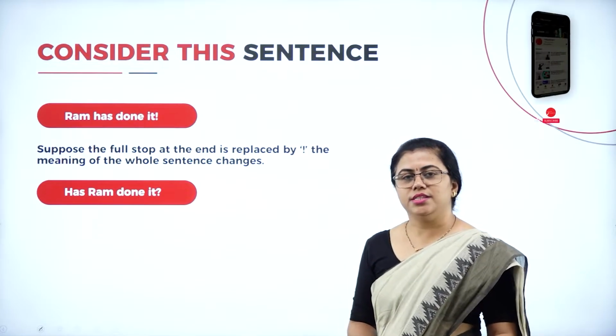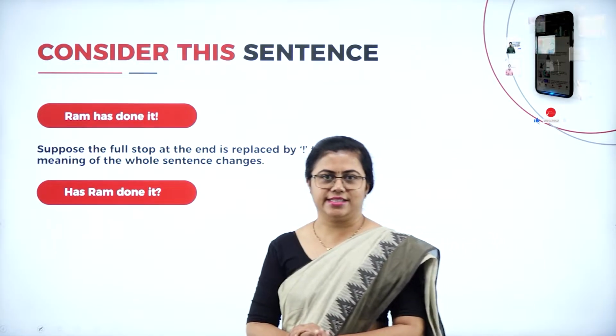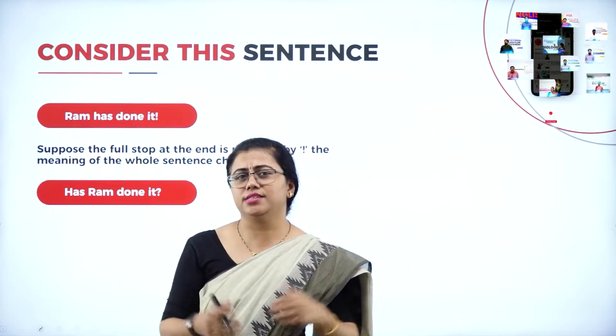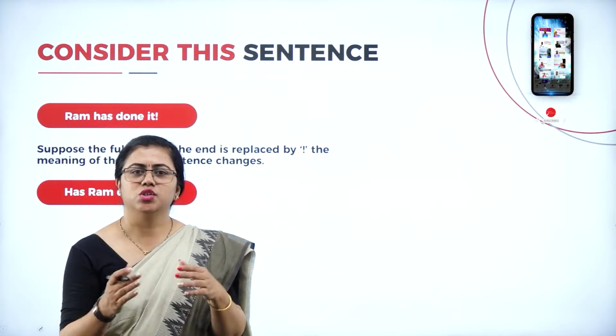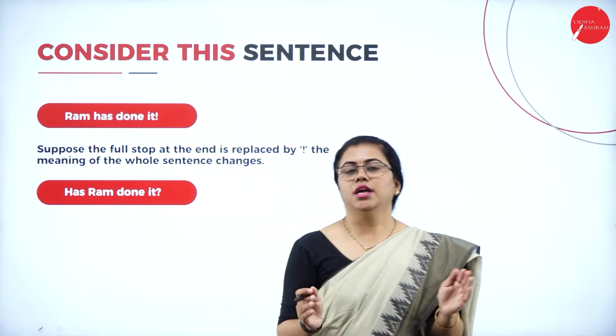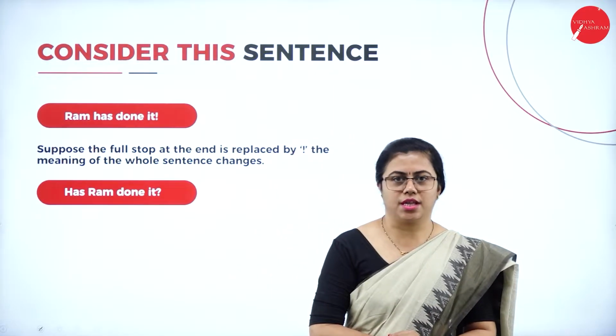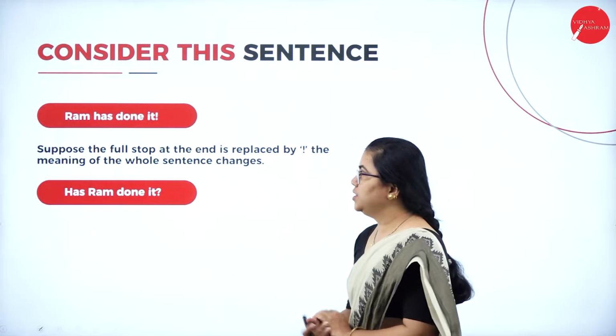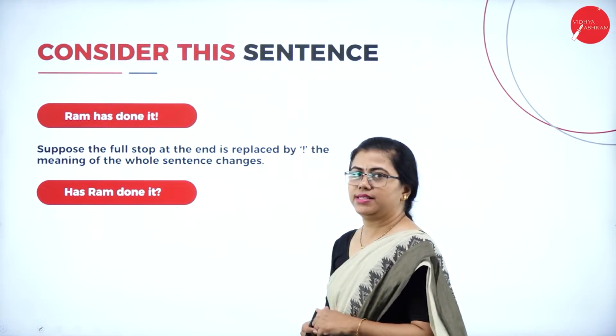To begin with, just consider this sentence. We are going to understand various punctuation marks here. So let us start with a sentence. You already know that a sentence is a group of words that gives complete meaning. Just consider this sentence: Ram has done it.